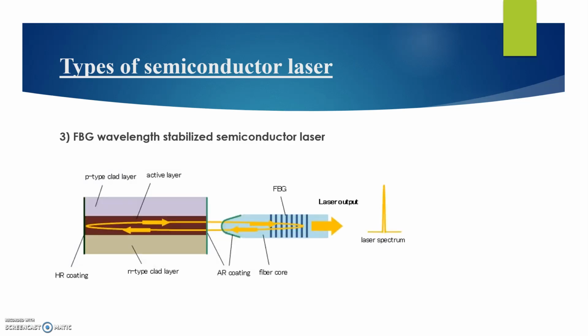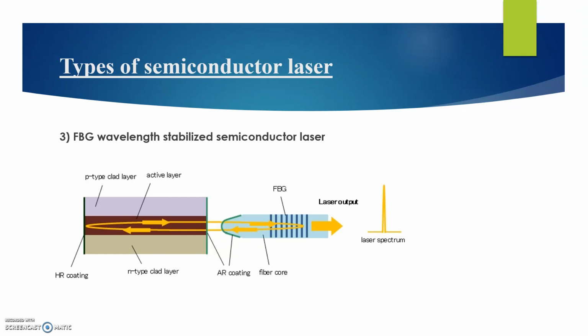Next type is the FBG wavelength stabilized semiconductor laser. Though DFB laser has an excellent performance like a single wavelength oscillation, it is expensive for manufacturing difficulty. More economical laser to oscillate a single wavelength is a laser diode stabilizing the wavelength by using FBG. In this case, the laser cavity is composed of the HR-coated end face of the active layer and the low reflectance FBG.